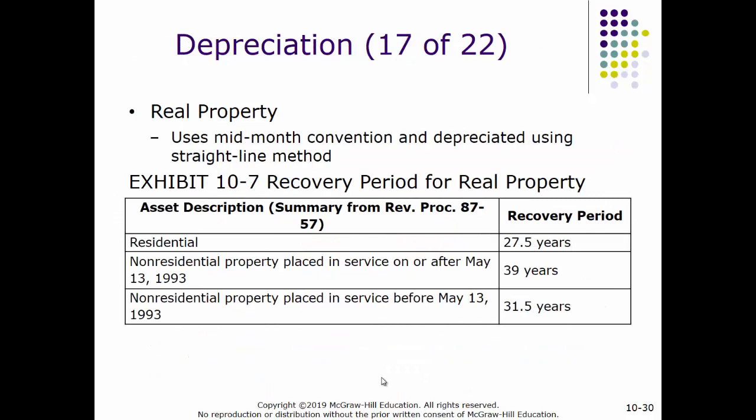For real property, we use another convention called mid-month. So instead of in the middle of the year, like half year, or the middle of a quarter, like the mid-quarter convention, this assumes that real estate was placed in service in the middle of the month in which it actually was placed in service. And we also depreciate real property using straight line, not double declining balance. There are 3 recovery periods for real estate or real property, either 27.5 years, 39, or 31.5. If the property is residential real estate, meaning a dwelling place like an apartment or condominium, then it's 27.5 years.